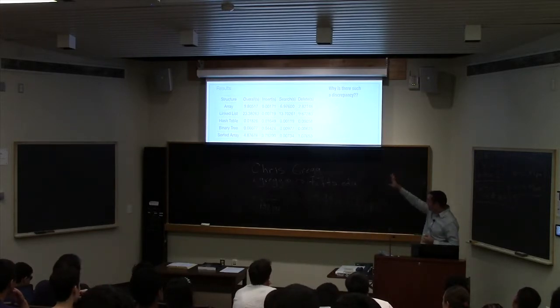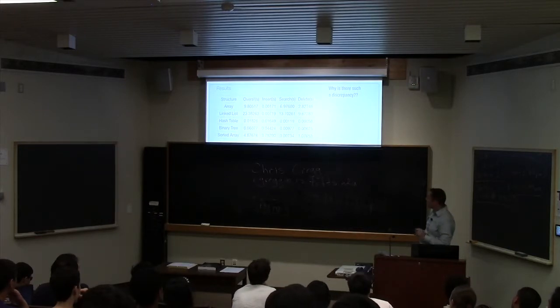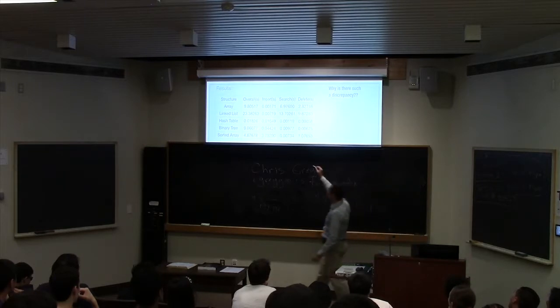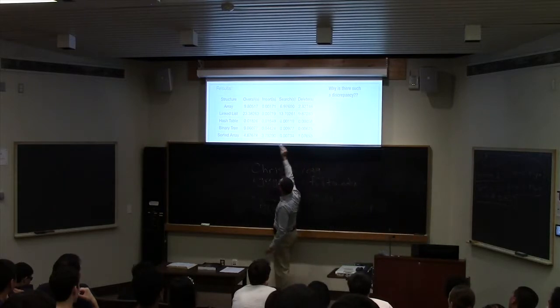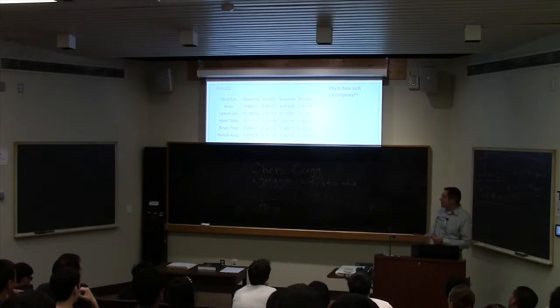Searching, I won't go over the details of this. You can look at it on the slide. But the searches for hash table, amazing. Binary tree, pretty good. The other ones, not so great, except for a sorted array. Sorted array searching is phenomenal. It actually beats a binary tree, although that's probably my implementation in this case.